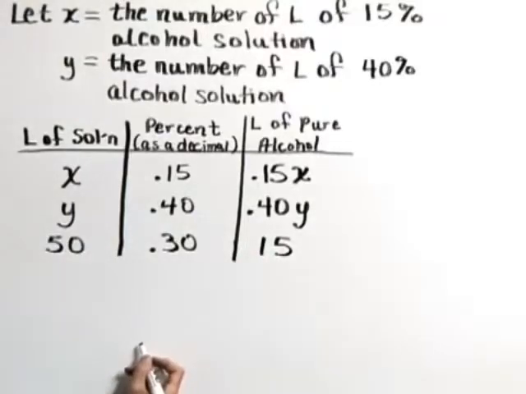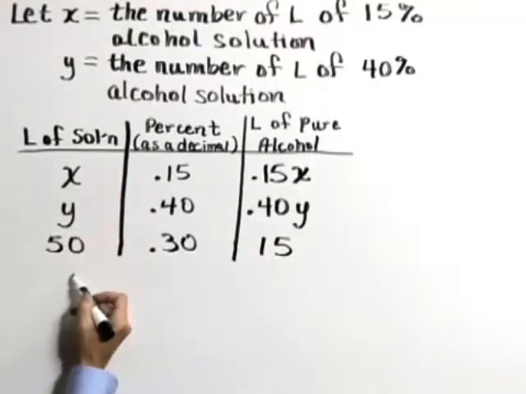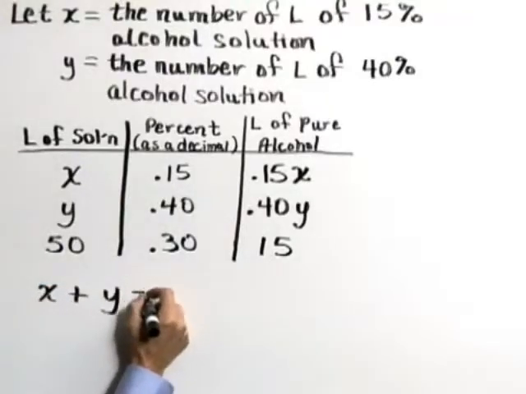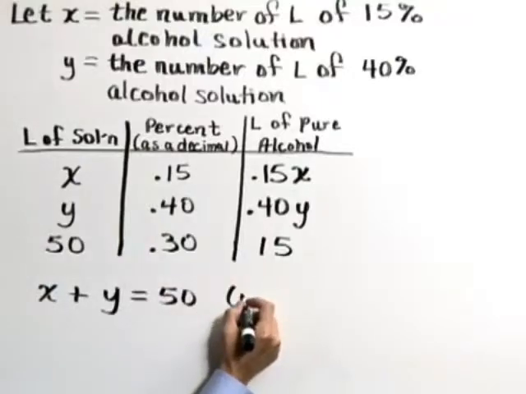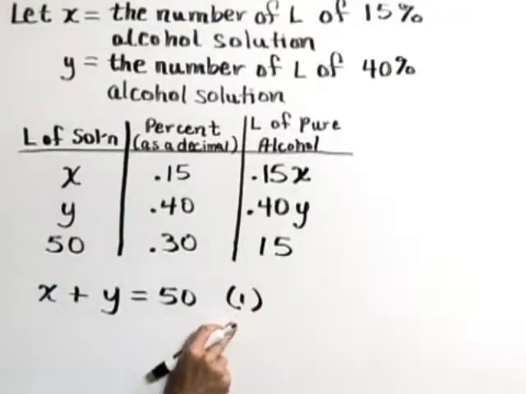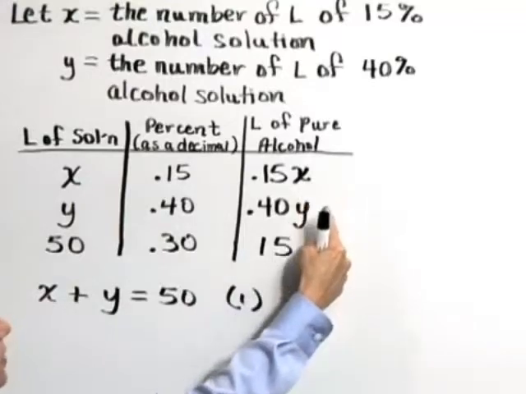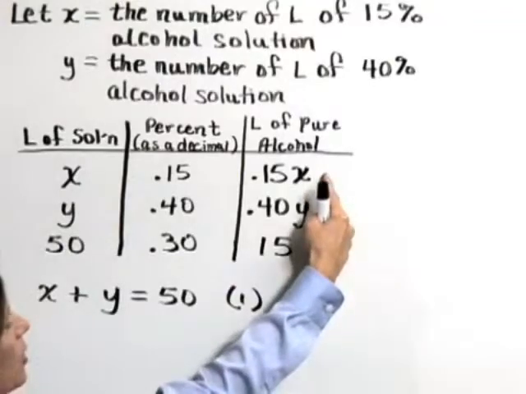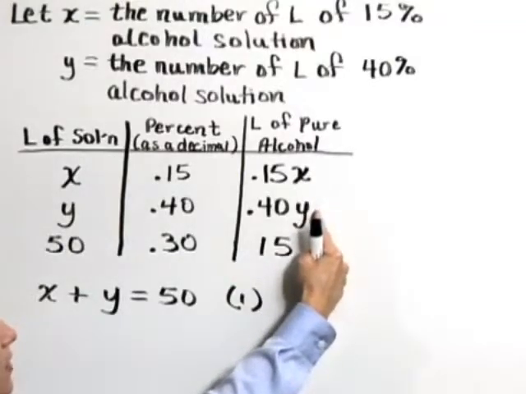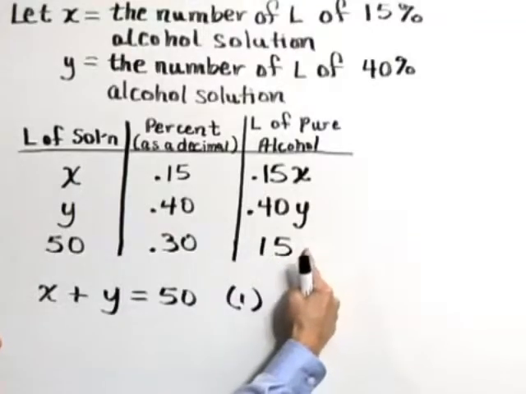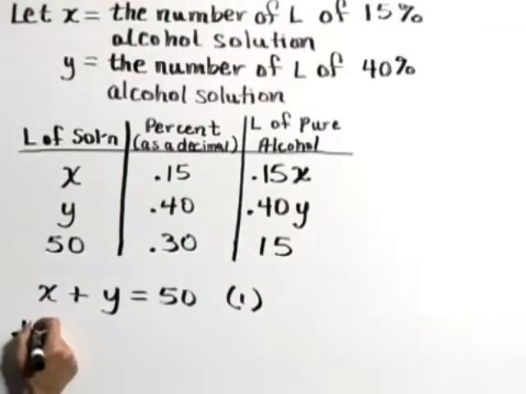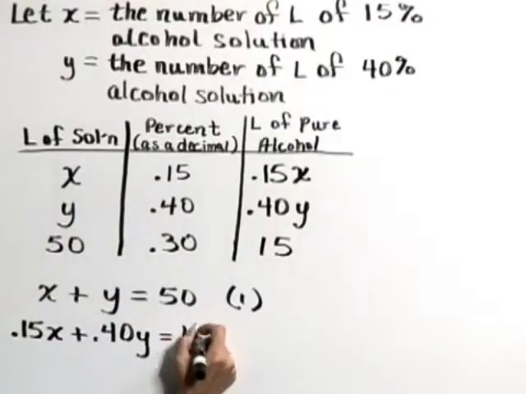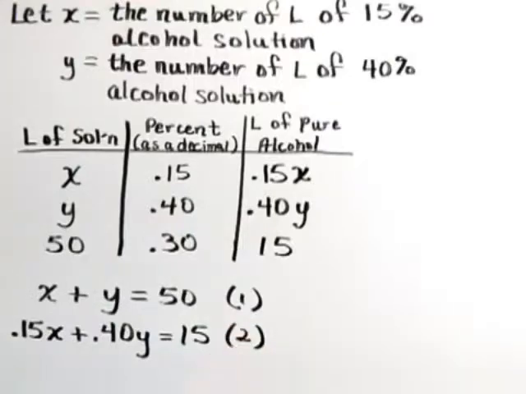Now we're ready to write our equations. We're given that the total amount of the mixture is 50, and so X plus Y is equal to 50. That gives us one equation. We can also form a second equation using this third column, which is the liters of pure alcohol, because the amount of alcohol coming from X plus the amount of alcohol coming from Y should equal 15. Therefore, 0.15X plus 0.40Y is equal to 15, and that's equation 2.